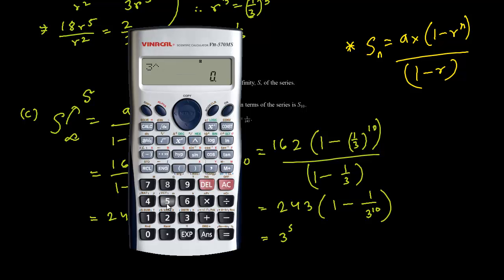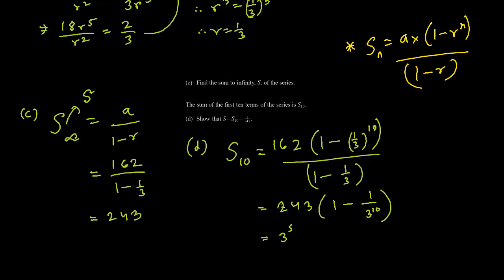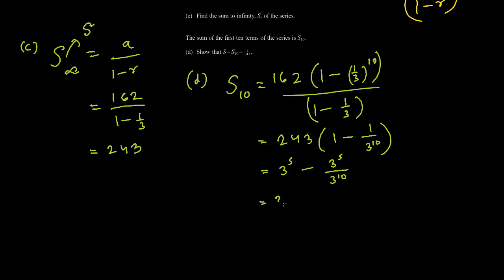3 to the power 5 is 243. So if we multiply 3 to the power 5 with 1, that is 3 to the power 5, minus, if we multiply 3 to the power 5 into 1 by 3 to the power 10, it turns out to be 3 to the power 5 divided by 3 to the power 10. We have to use some indices here for this calculation. So this is going to be 3 to the power 5 minus 1 by 3 to the power 5, since this cancels off and we get 1 by 3 to the power 5.